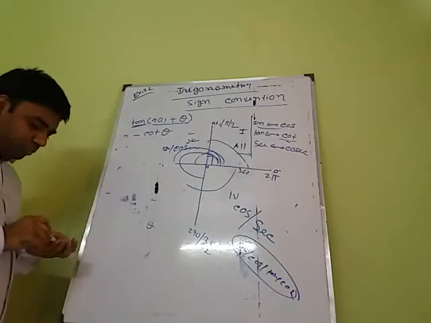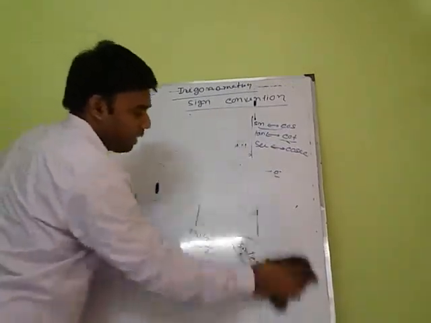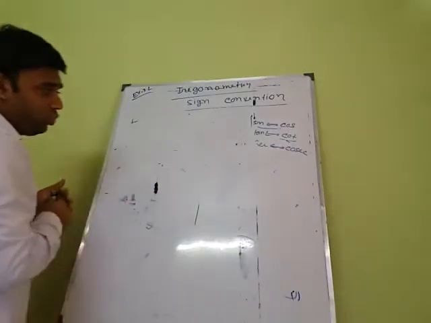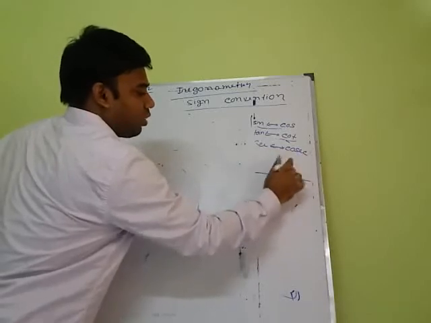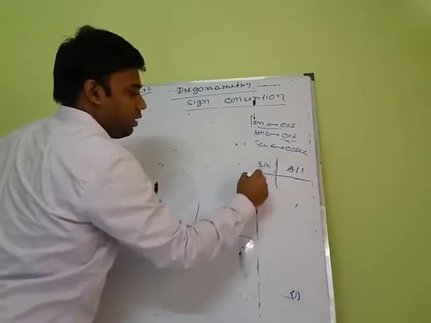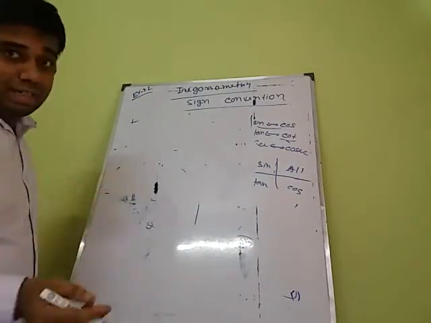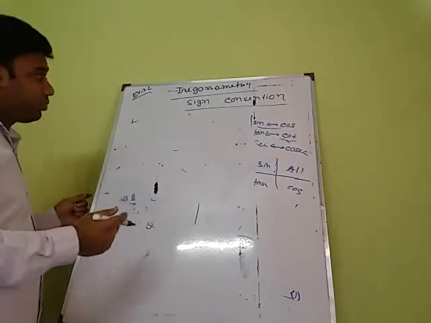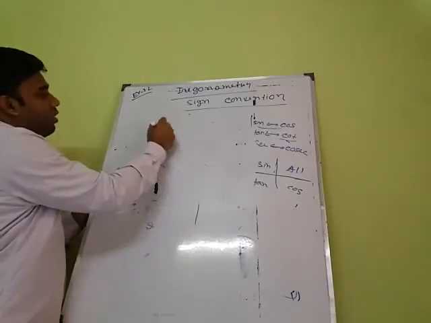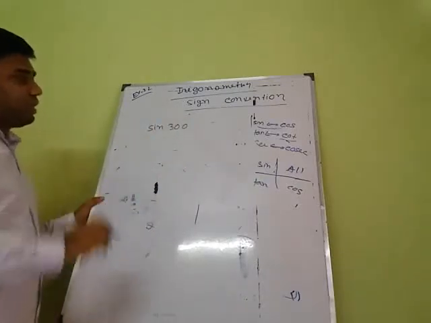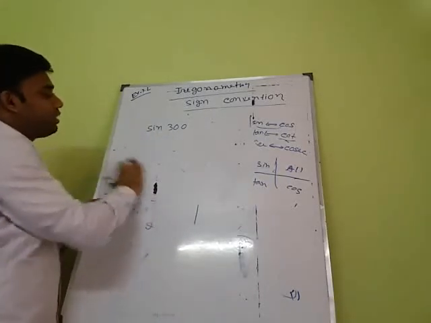Okay. Now take another example. I have drawn here all, sine, tan and cos. Remember: all sine tan cos, all sine tan cos. Now if I take sine 300 degree, that is more than 90. How to calculate its value?